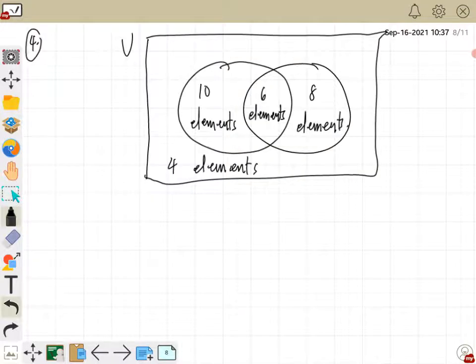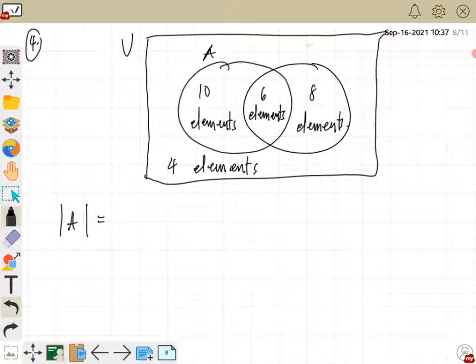So let's continue with this. Let us say A again. That's the entire circle A. That is 10 plus 6, that is actually 16. So A minus B is A only. That's 10.